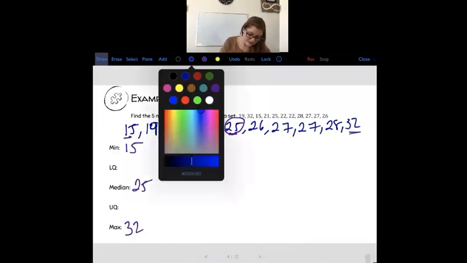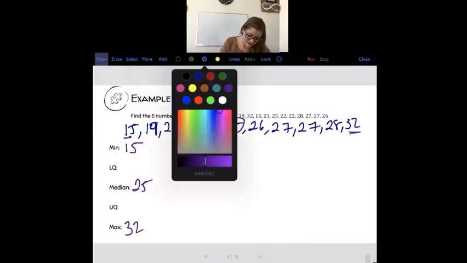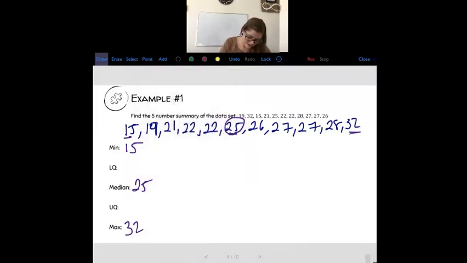So now what we can do, and let me get a couple of different colors going here. This is our lower half, not including that median value. Remember, everything is above and everything that's below that median. So we have our lower half and we have our upper half. Once we've identified the lower half and the upper half of the data set, we can find our lower quartile and our upper quartile.